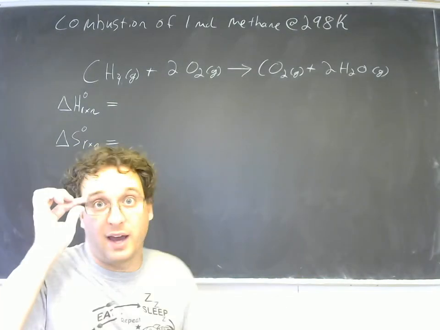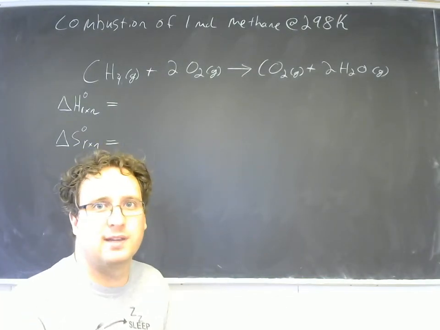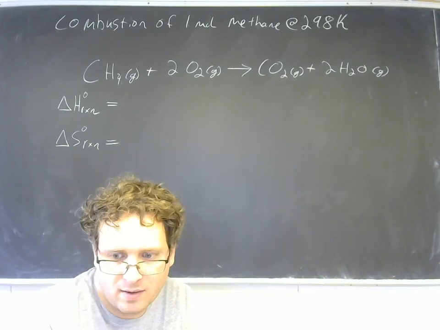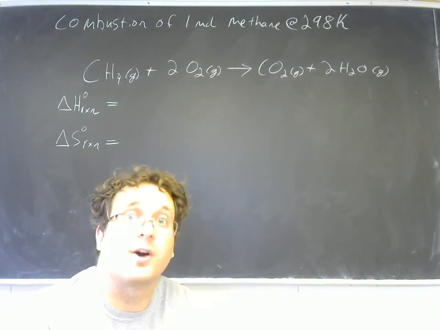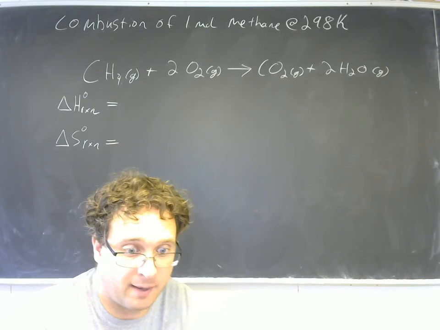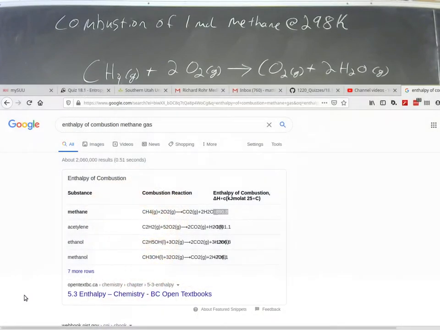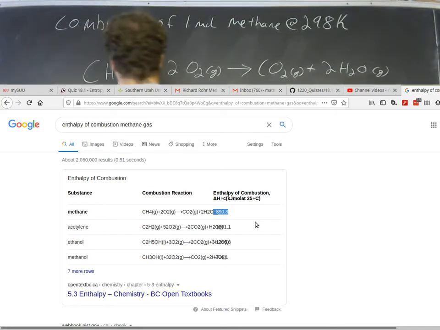Okay, so we would do that by looking at the table in the appendix. But since we've already covered those in previous sections, I'm going to be a bit of a cheater and just look it up. Google has actually failed us in formatting here a little bit, but it shows an enthalpy of combustion for methane of negative 890.8 kilojoules per mole.